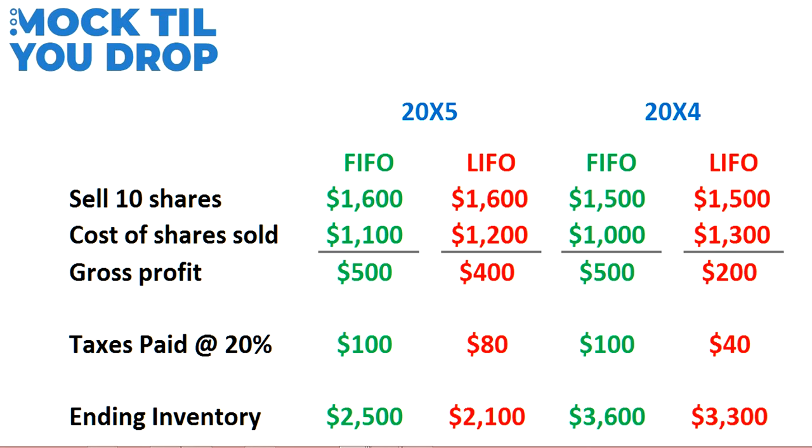Although the tax savings in year 5 is a little bit less at $20, we're also going to have a lower ending inventory under LIFO. And what this means is that the assets under FIFO are going to be higher than they are with LIFO. You can think about this when using ratio analysis: using this example, net income is going to be lower under LIFO, and the total assets under LIFO will also be lower, all else being equal.